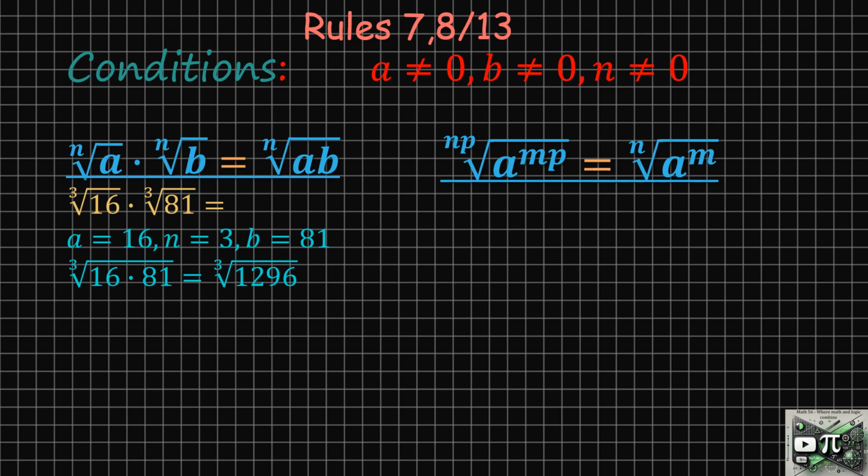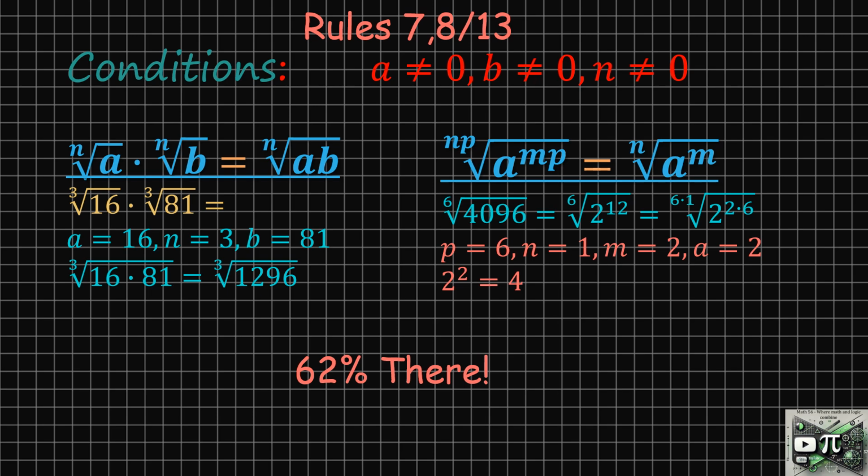Okay, let's go ahead. The np-th root of a to the mp is equal to the nth root of a to the m. Now for example, if I take the sixth root of 4096, because there's a common factor, I can make that the sixth root of 2 to the 12.